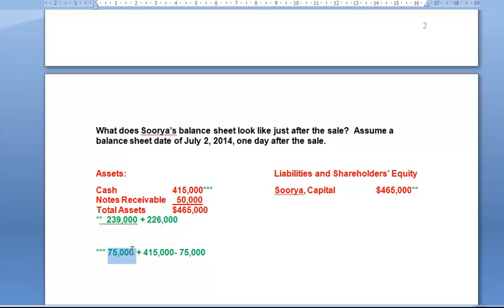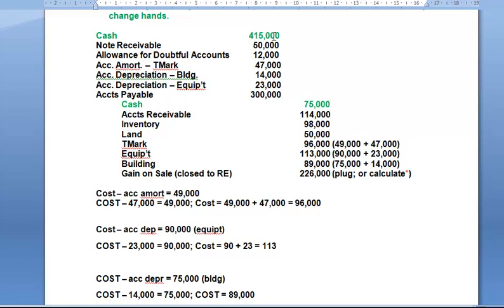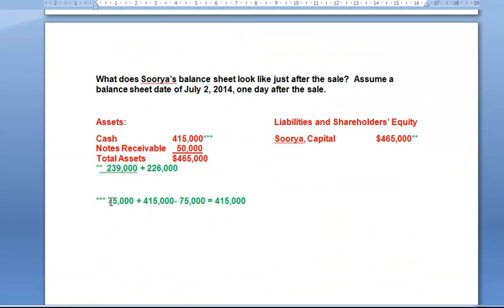So to this opening balance, they got an extra $415, and then they gave up $75. Sometimes that escapes students because they're looking at the entry and saying, well, at net it's $340. You're right. But don't forget, they started with $75. So it turns out that it is $415.